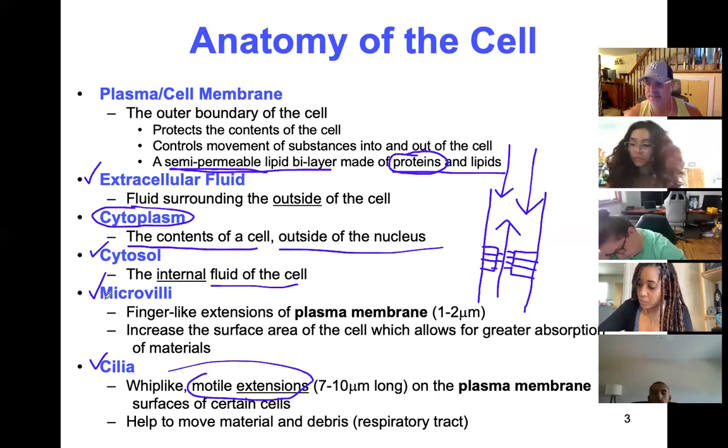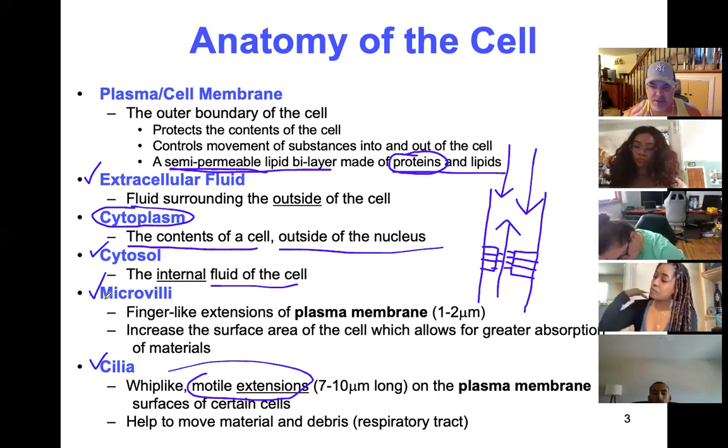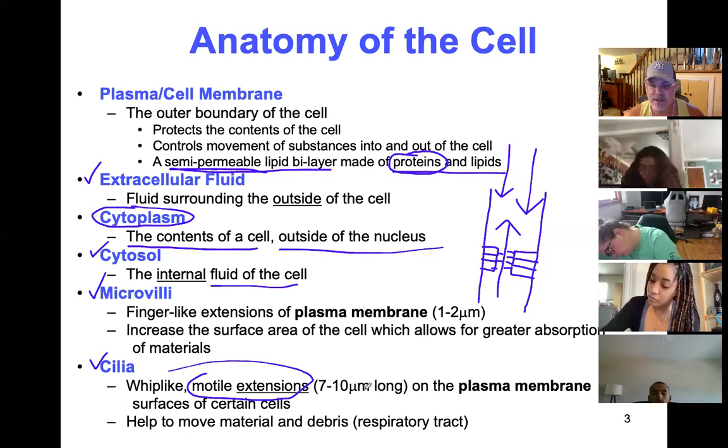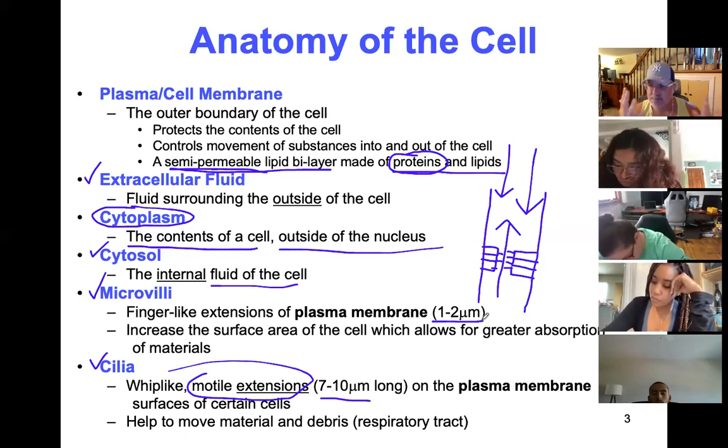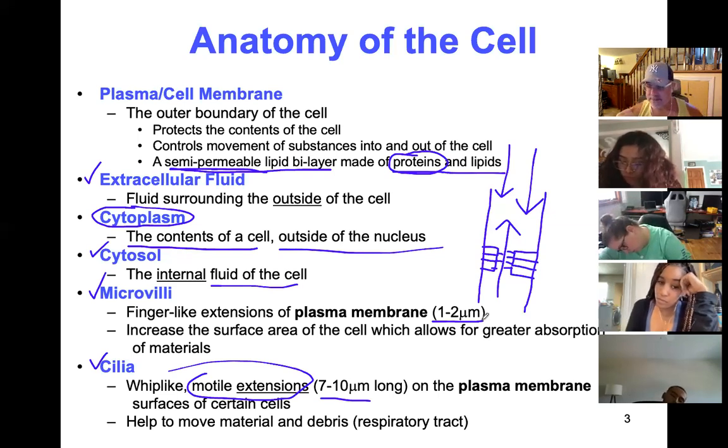Microvilli are smaller than cilia. They're much, much smaller, right? If you look here, the cilia are 7 to 10 micrometers. The microvilli are 1 to 2. So they're very, very small. And when I think of microvilli, think of a sponge. A sponge absorbs things into it. That's the function of microvilli. They're little sponges that bring in nutrients for absorption. So we're going to see microvilli all throughout your gastrointestinal tract, all throughout the intestines to absorb nutrients.